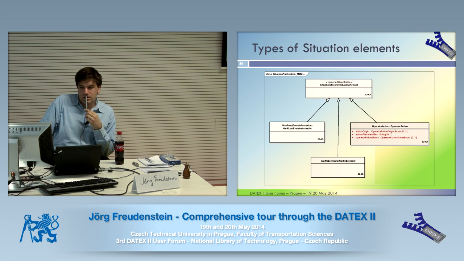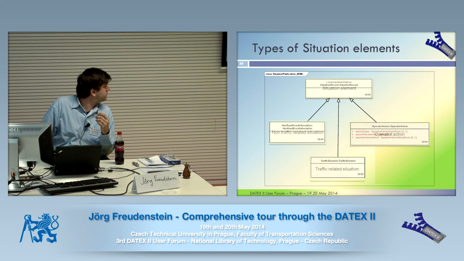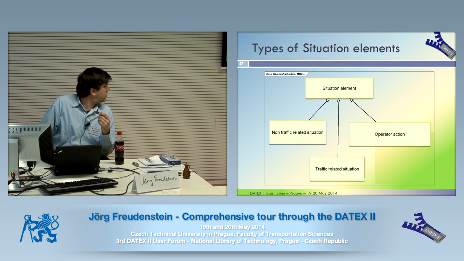I showed before the elements which are part of a situation record. Now I'm showing the elements. The situation record is of one type, and it's of one of these three elements. So a situation element is a non-traffic related situation, it's a traffic related situation, or it's an operator action. These are the three possibilities.